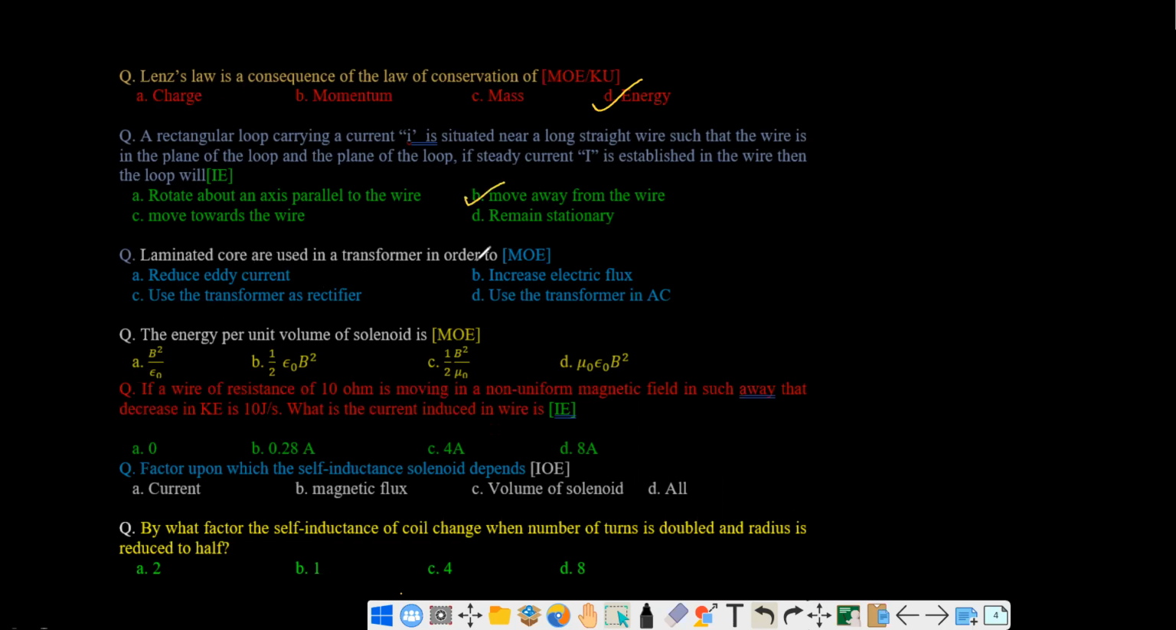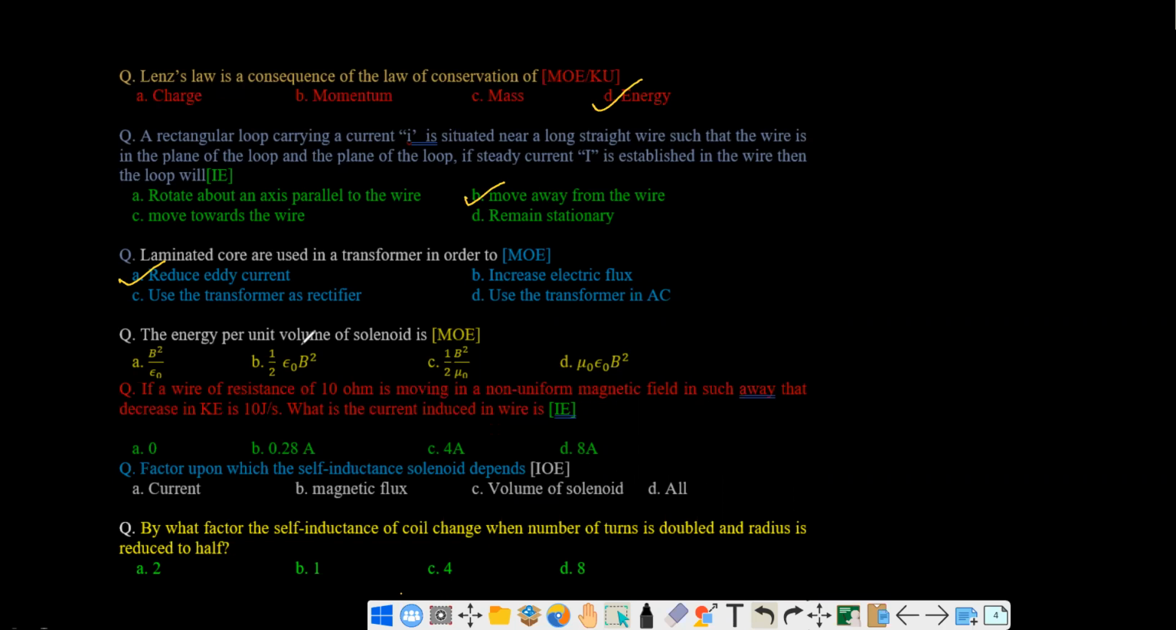Laminated cores are used in a transformer in order to... Laminated core ले के गर्छ, eddy current reduce गर्छ. Eddy current reduce गरेर power loss decrease गर्छ. So the straight answer here is reduce eddy current. Okay, rectifier पनि बनाउन सकिँदैन. Electric flux को कुरै आएन है.